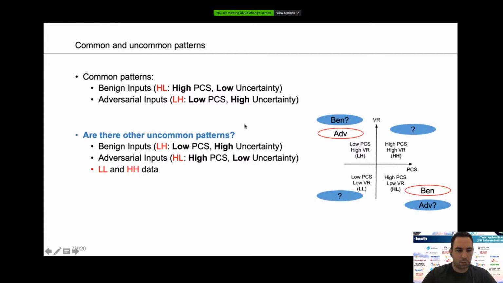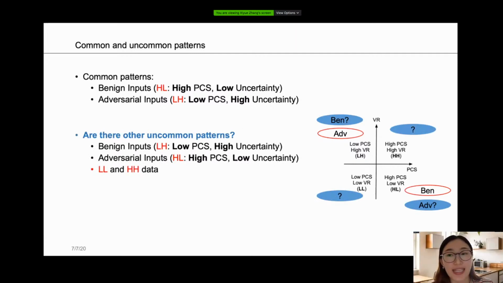Naturally, we would wonder, is it possible to generate data with the remaining uncommon patterns? For example, the benign inputs with LH pattern, or adversarial inputs with high prediction confidence and low version ratio, or data inputs with the other 2 patterns, LL and HH.